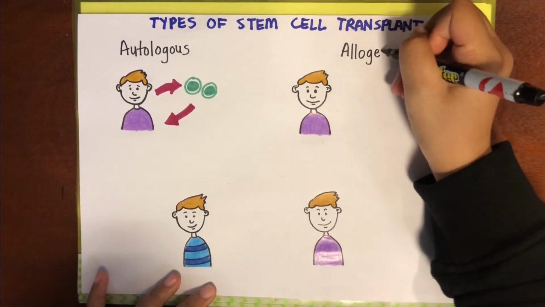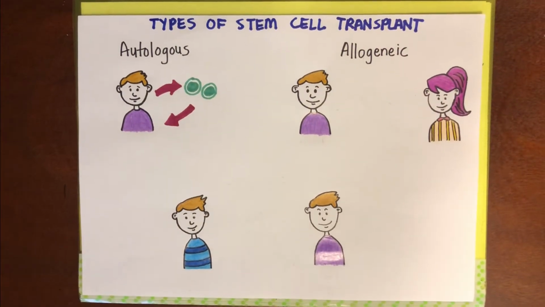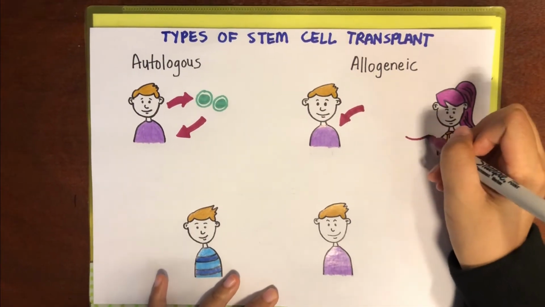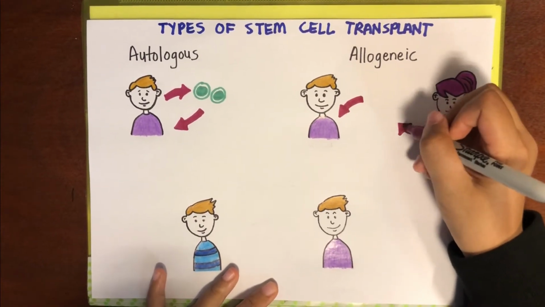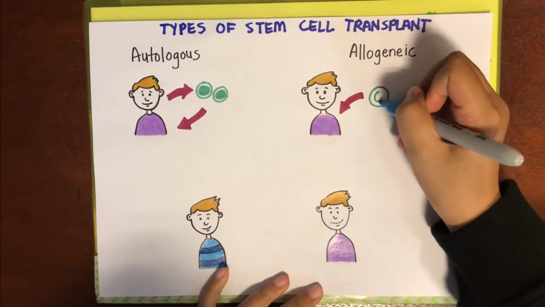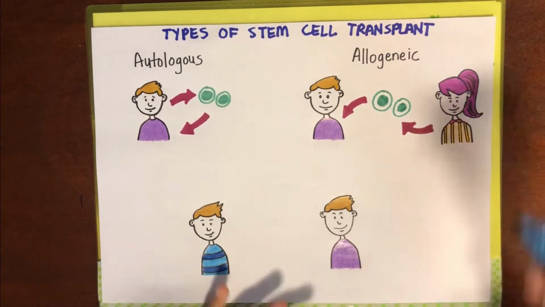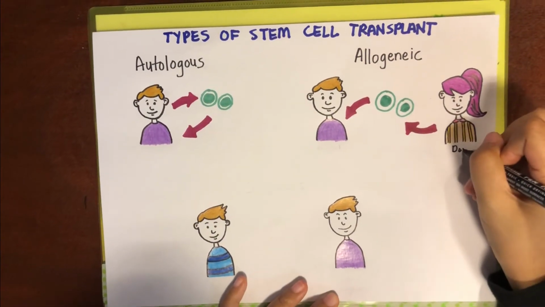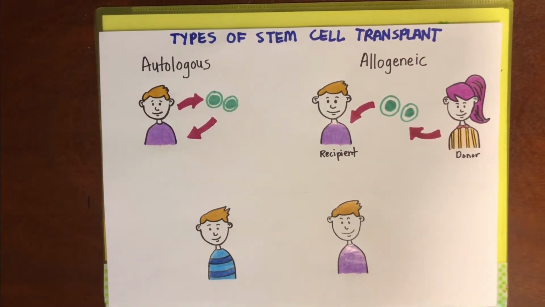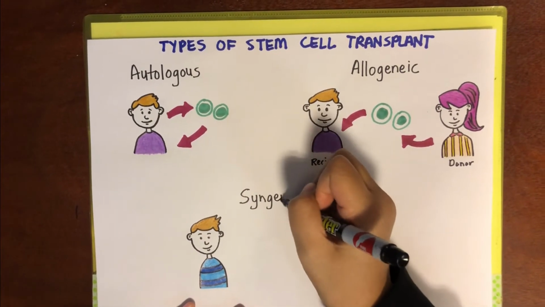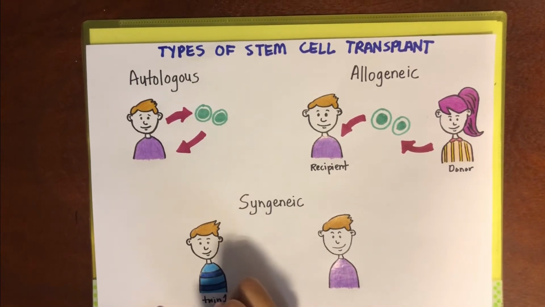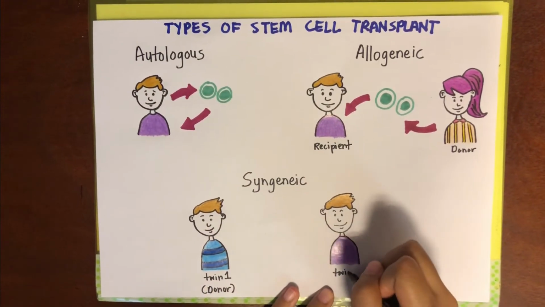Allogeneic stem cell transplant uses healthy blood stem cells from a donor to replace your diseased or damaged bone marrow. The donor may be a blood relative or not related, but must be matched with patient in certain ways to reduce the side effects. Syngeneic stem cell transplant is allogeneic stem cell transplant that comes from an identical twin.